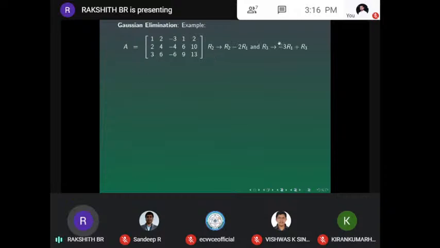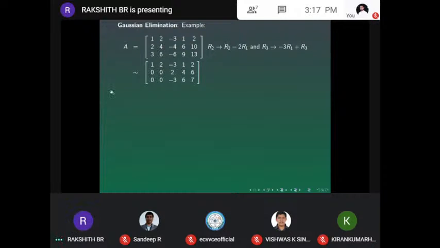So if I do these operations, you can see that this matrix is row equivalent to this matrix. What I did was multiply the first row by -2 and add it to the second row, and multiply the first row by -3 and add it to the third row. So what operations did I perform? I performed elementary row operations, and therefore I can make use of this symbol that indicates these two matrices are row equivalent.